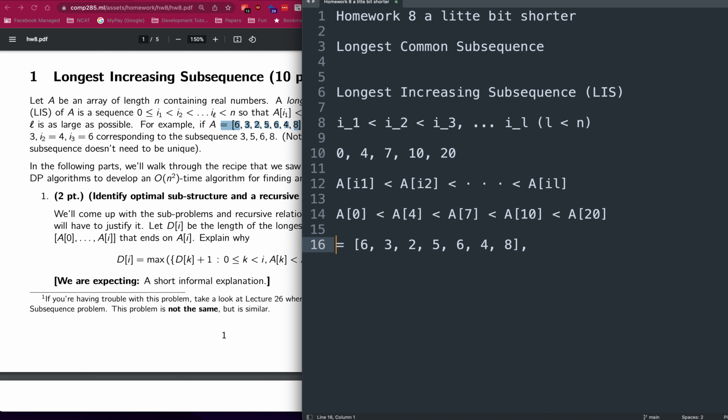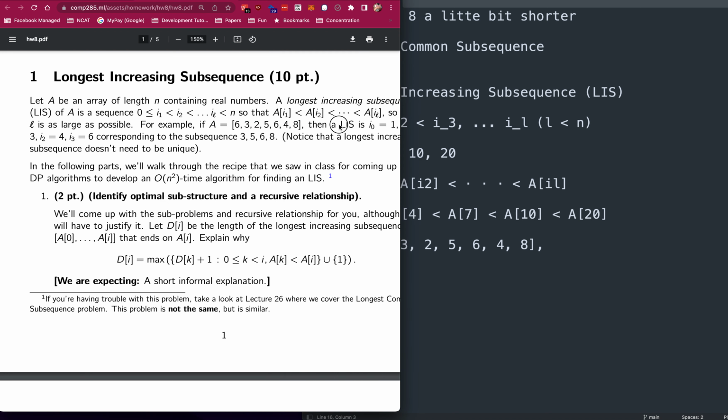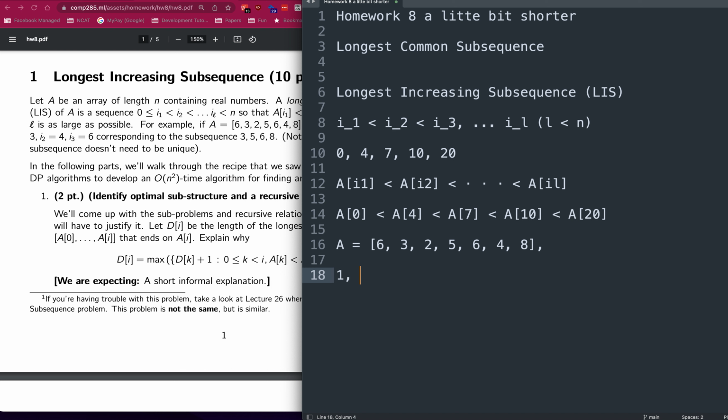They say, suppose that A is given by this array, then the longest increasing subsequence is given by the indices 1, 3, and 6. If you notice, these are increasing. They index into the array, so we use them to look up the values, and it should be true that A[1], A[3], and A[6] are also increasing.